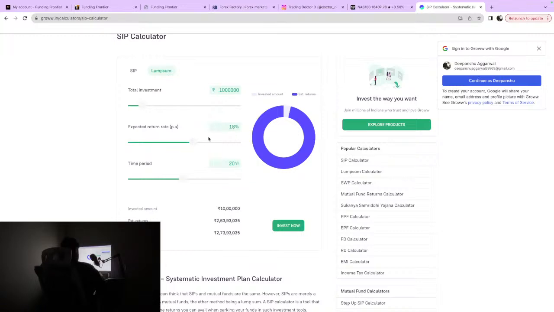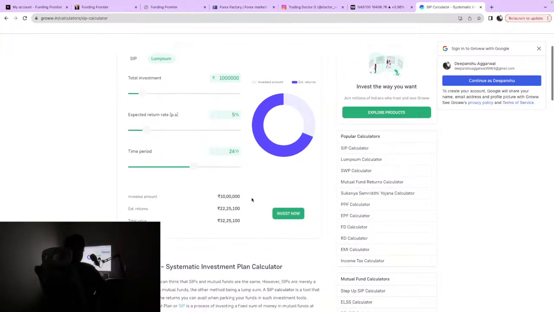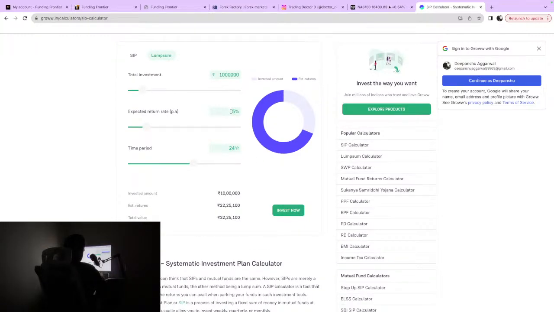And suppose, let's assume that you are making 5% a month. I'm doing a little math here. Just think of this 24 years as 24 months, and let's assume this as an estimated return per month. Suppose 5% a month, and in 2 years your 10 lakh becomes 32 lakhs. That means in 2 years you have tripled your money.